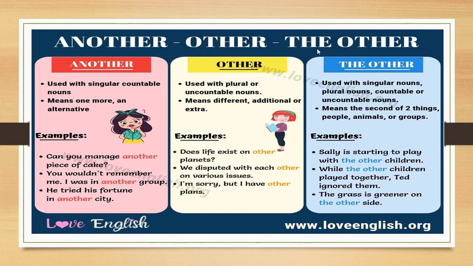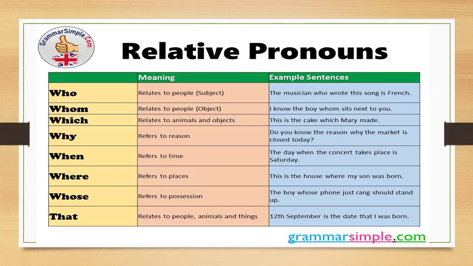Relative pronouns. Relative pronouns are who, whom, which, why, when, where, whose, and that. They have several meanings. For example, who relates to people, namely subject. For example, the musician who wrote this song is French. Whom relates to people as an object. I know the boy who sits next to you.